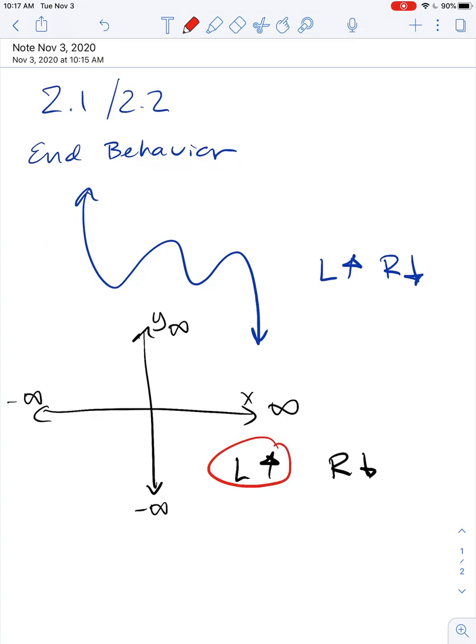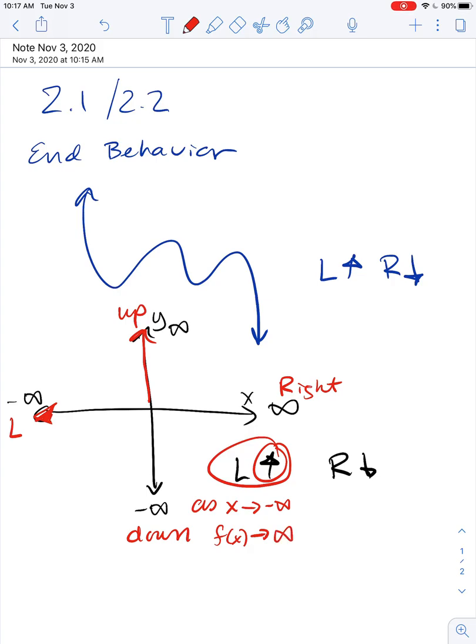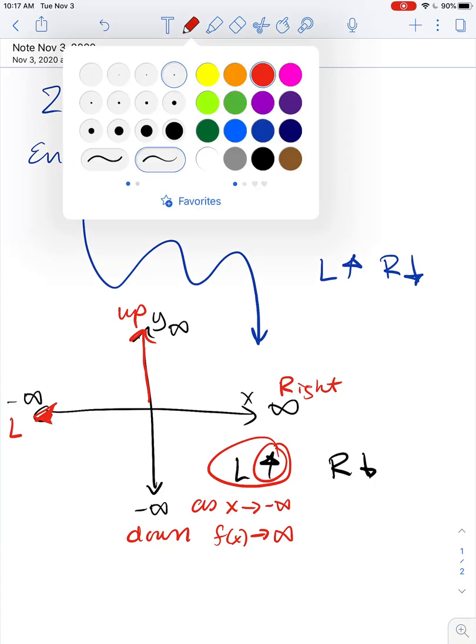So for this part, we're talking about the left end of the graph. So this is the left end of the graph. And this is up, and this is down, and this is the right end of the graph. So when we're talking about the left end of the graph going up, it will read as x goes to, and since x is going off to the left, you would write negative infinity. And then since this one's going up, you would say f of x, which is the same as y, is going towards, and since that would be going up, according to my example, I would write positive infinity.